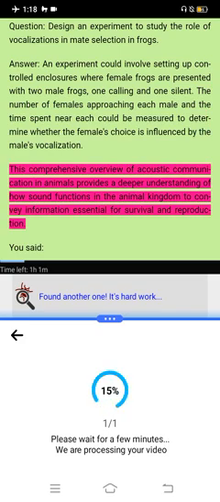This comprehensive overview of acoustic communication in animals provides a deeper understanding of how sound functions in the animal kingdom to convey information essential for survival and reproduction.